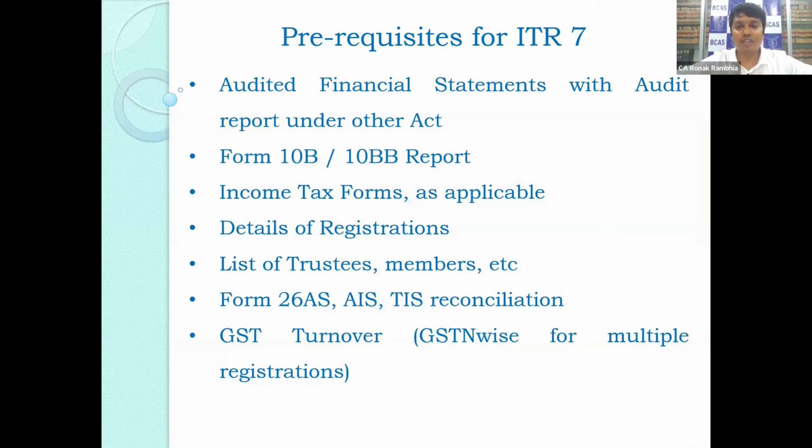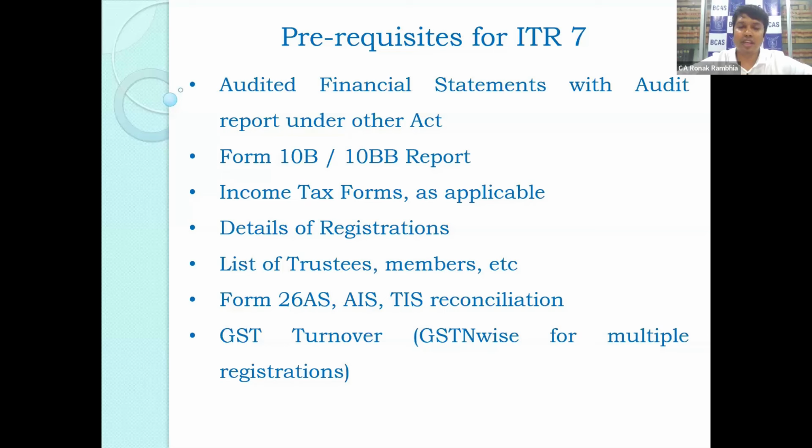Further, that is for the charitable trust. So some ingredients for this ITR 7 are the audited financial statements along with the audit report under other acts, that is the Charitable Indian Trust Act or Maharashtra Public Trust Act as applicable. Then comes Form 10B or 10BB, whichever is applicable to the said trust, and the income tax forms applicable to the said trust.